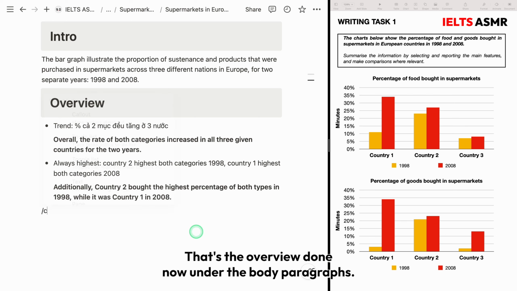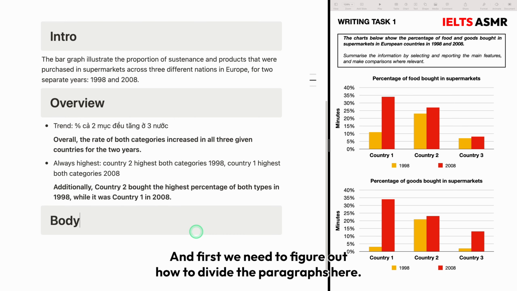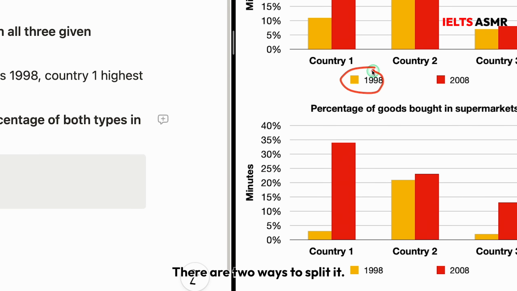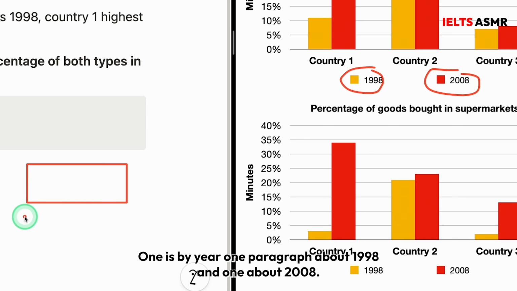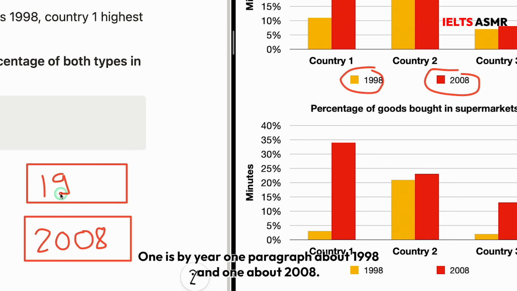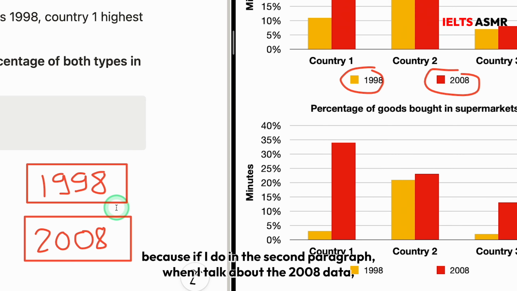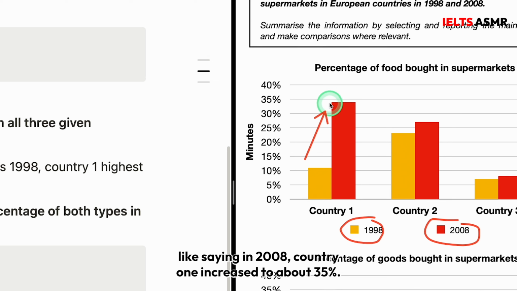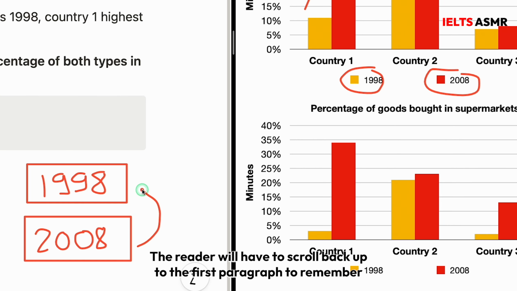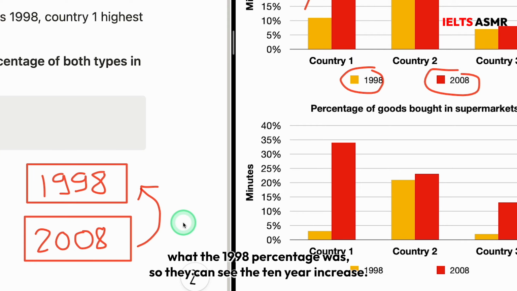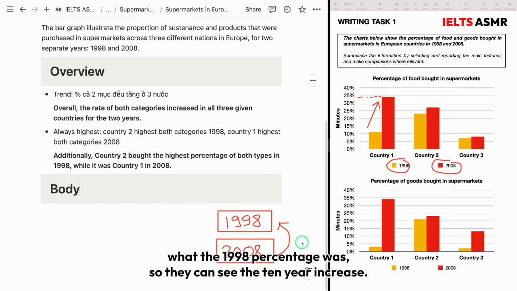Now onto the body paragraphs, and first, we need to figure out how to divide the paragraphs. Here, there are 2 ways to split it. One is by year, 1 paragraph about 1998 and 1 about 2008. But I prefer to limit splitting it this way because if I do, in the second paragraph, when I talk about the 2008 data, like saying in 2008, country 1 increased to about 35%, the reader will have to scroll back up to the first paragraph to remember what the 1998 percentage was so they can see the 10-year increase.